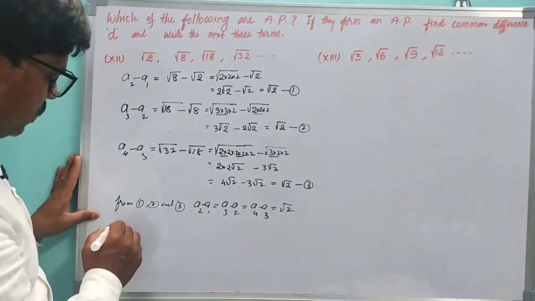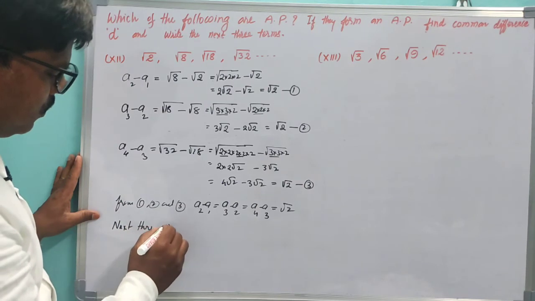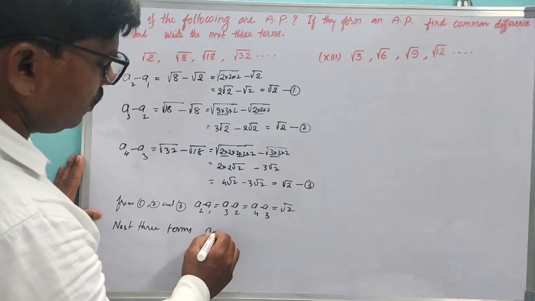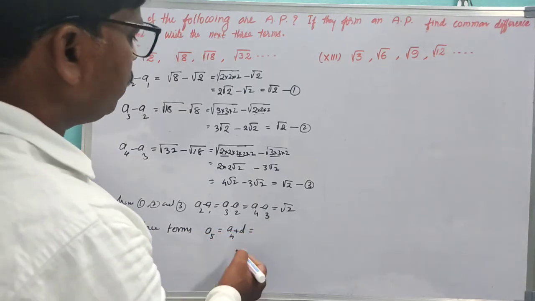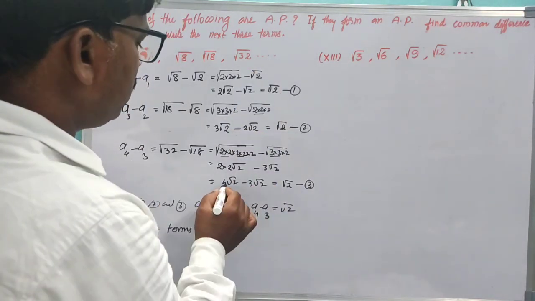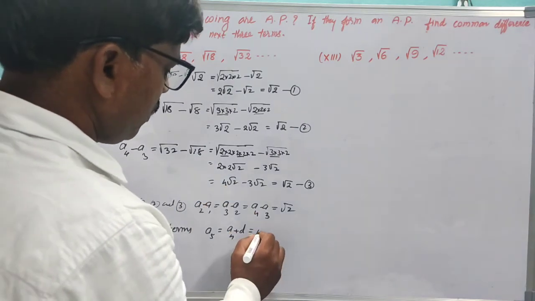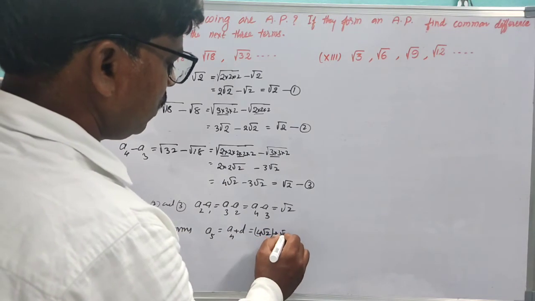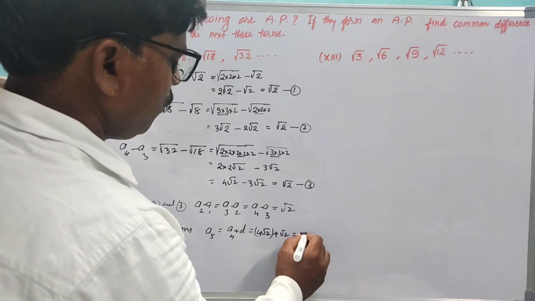Now the next three terms. The fifth term is the fourth term plus the common difference. So what is the fourth term? This is the fourth term, 4 root 2. So 4 root 2 plus the common difference root 2 is equal to 5 root 2.